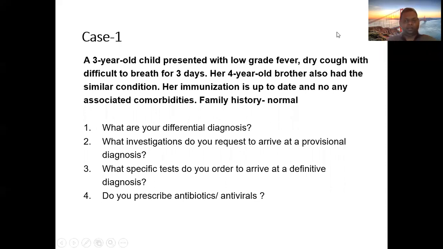So it implies an acute onset, and a contagious nature of disease because her 4-year-old brother also had a similar condition. So what are your differential diagnoses? It is more towards an acute viral respiratory tract infection. So what investigation? When we go through, you will understand what specific test. The most important thing is, do we need antibiotics, antivirals?